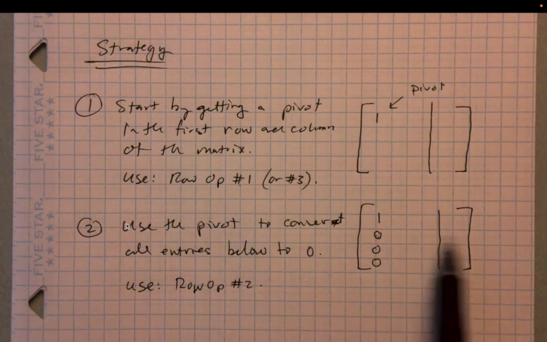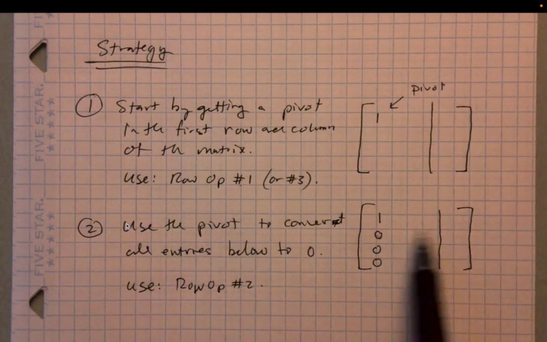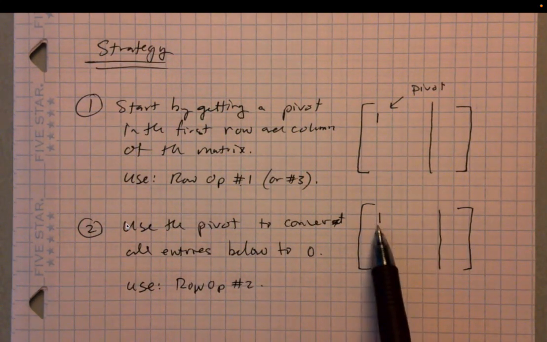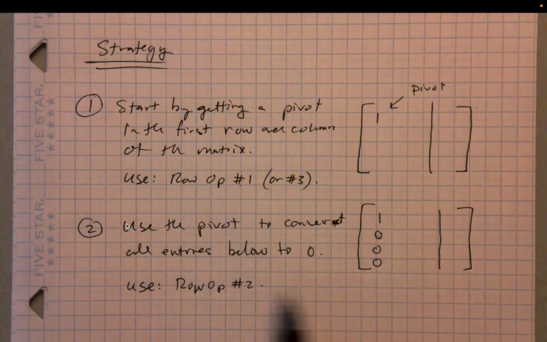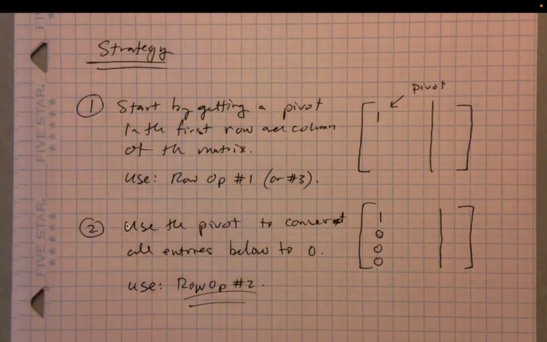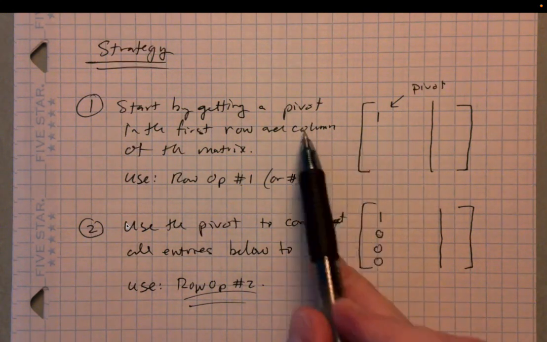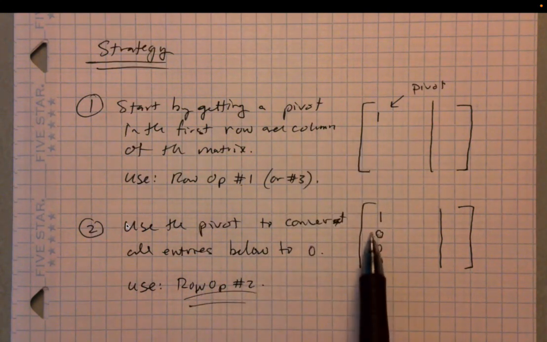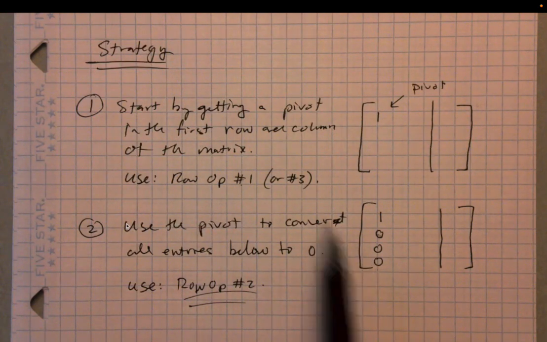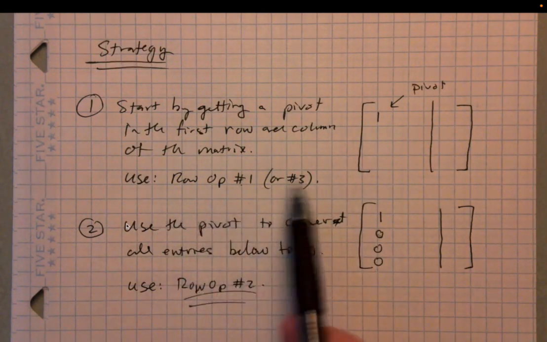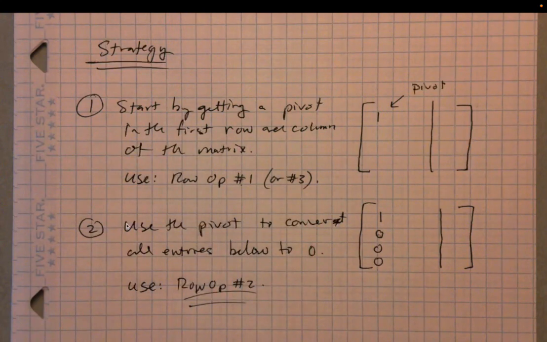And I don't care about what happens over here yet. I'm not worried about that. I'm just worrying about get the 1, then get all the zeros. Okay? That's the idea, and that's always going to be used. You're always going to use row operation number 2 to create zeros. Row operation number 1 is how you get your pivots. Row operation number 2 is how you get your zeros. And number 3 can be helpful with getting pivots mostly. Not super helpful in other cases usually.